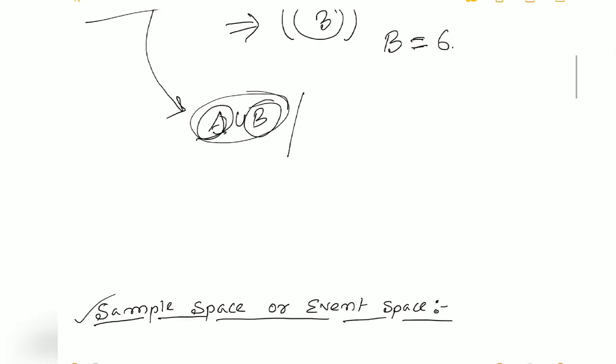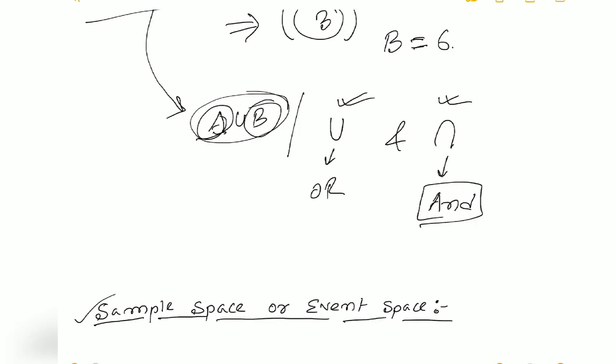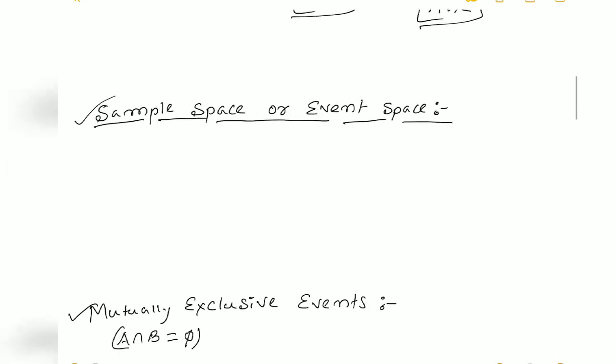Now remember, these terms union and intersection are both very useful. Union means 'or' and intersection means 'and'. So be very careful while handling these terms.